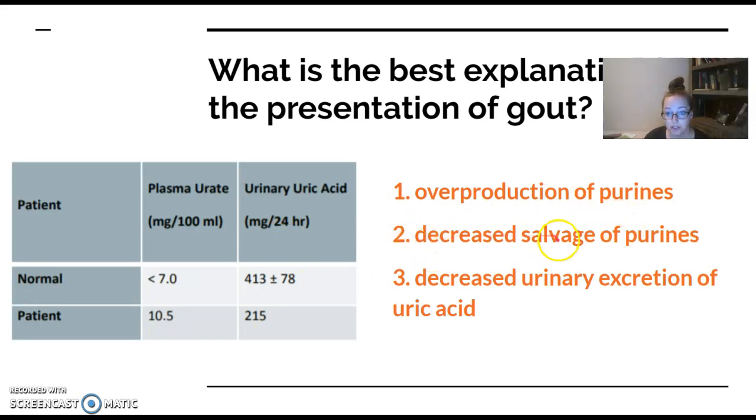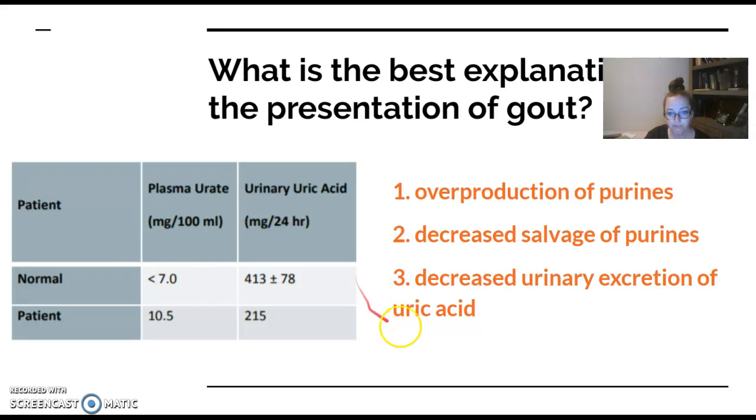So number 2 says a decreased salvage of purines. So this would also cause an increased rate in excretion of uric acid. Instead of purines being recycled through the salvage pathways, they're going to be degraded to urea, which is excreted here. So we would see that increase. And then also to compensate for the loss of purines, purine synthesis is increased, which will contribute to the problem here.